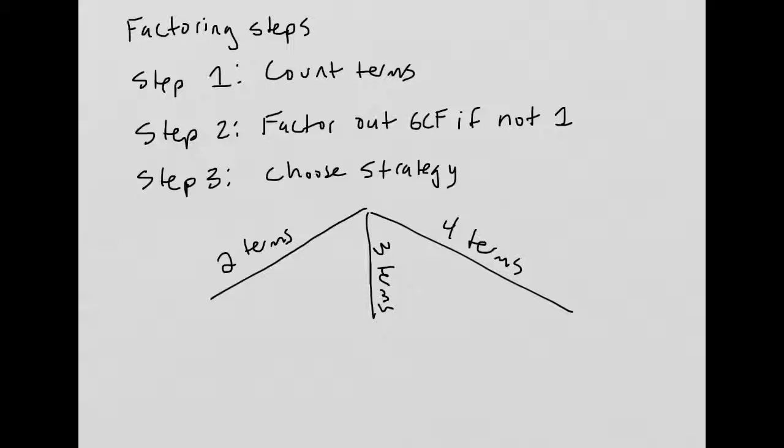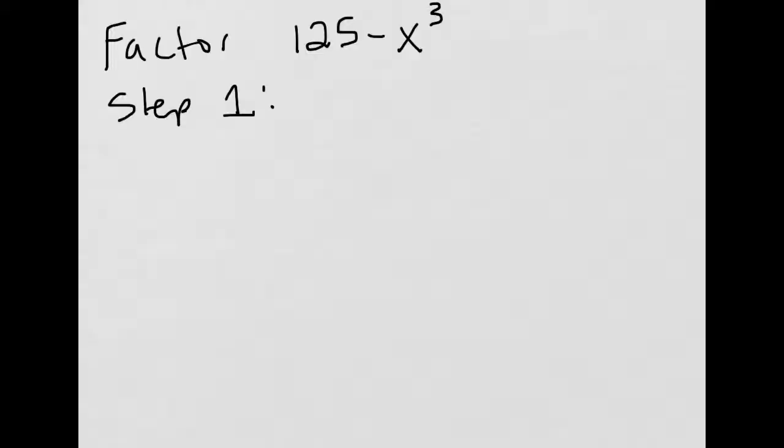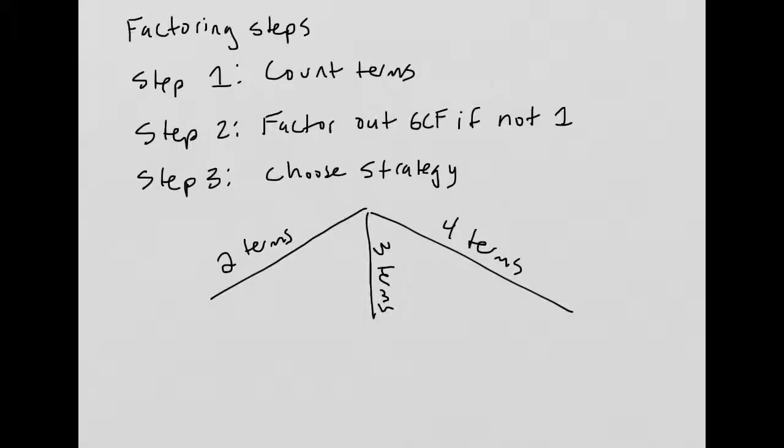Our second step then is to factor out the GCF if it's not 1. So if we look at our two terms, the largest number that goes into both 125, and you can think of there being a 1 in front of that x to the third, the largest factor they have in common is 1. And they don't share any variable factors. This guy has x's in it, but this guy doesn't. So that means their GCF would just be 1. So if we look back at our factoring steps, we would just skip step 2.